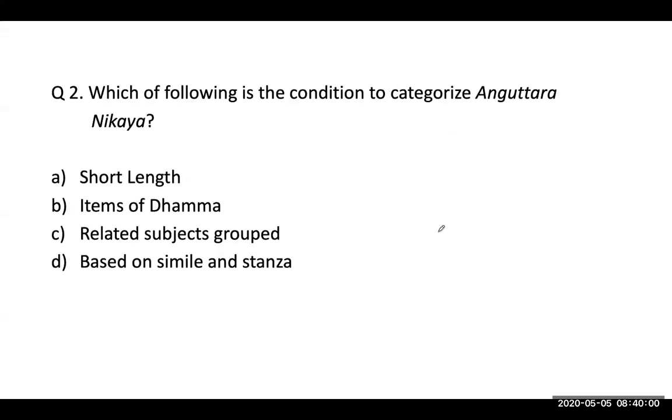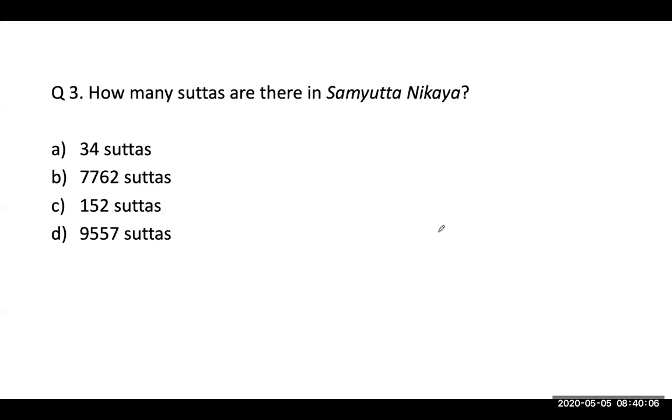Which of the following is the condition to categorize Anguttara Nikaya? You can answer that. Oh, I'm sorry. How many sutras are there? Here is Anguttara Nikaya. Okay, sorry. So when you write down the question on your paper, please write down this as Anguttara Nikaya. It's a typo. How many sutras are there in Anguttara Nikaya? And then you find the answer at the beginning of this slide.